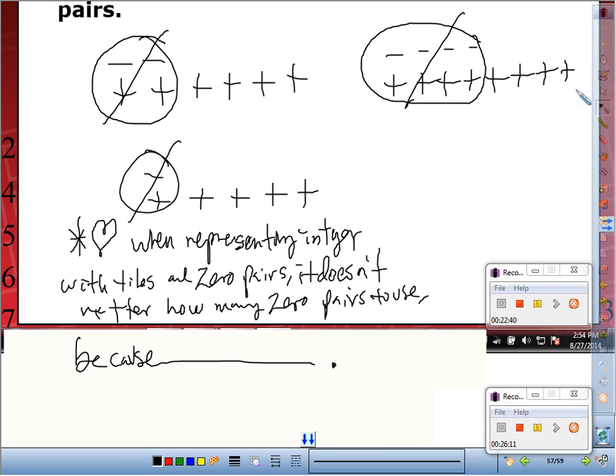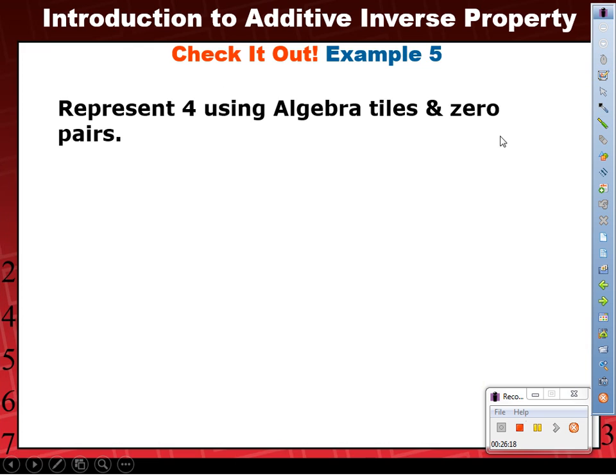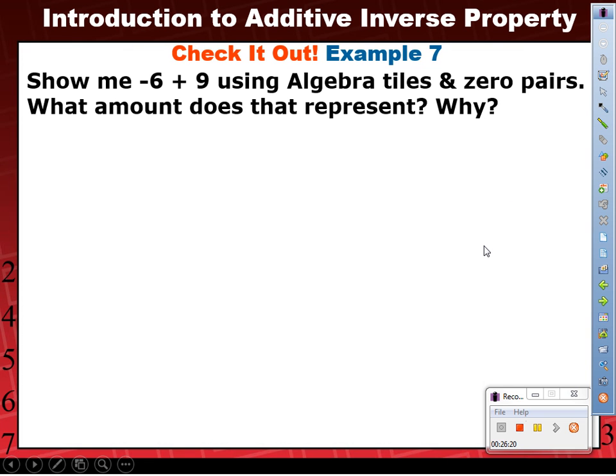So, here goes the challenge 1. Copy this one. Example number 7. It says, show me -6 plus 9 using algebra tiles and 0 pairs. What amount does that represent and why? So get those tiles in front of you. What do you get at the end? Write it down. Copy your picture.